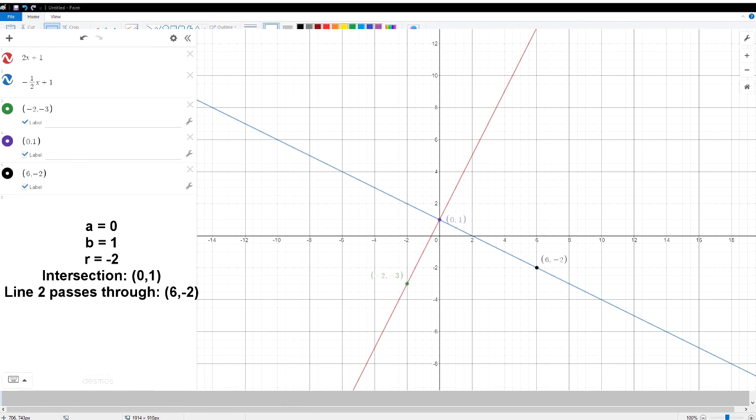The second line is perpendicular to L1. We know it's perpendicular because it has the negative reciprocal slope of the first line, -1/2 x. It intersects the first line at (a, b), which is (0, 1), which is right here, which I've labeled as well, and passes through the point (6, r). So we said it's (6, -2). We said r is -2, which is here. All right, so that's it for the question.